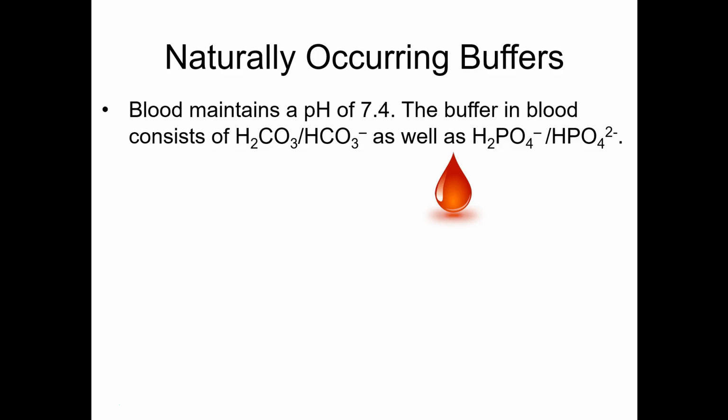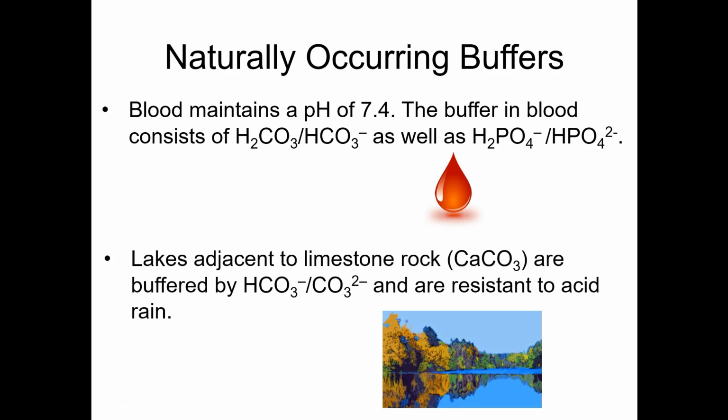There are other examples of buffering in nature. Lakes, bodies of water that are adjacent to limestone rock. Limestone is calcium carbonate. They are buffered by a combination of bicarbonate and carbonate. If you've got a lake that is buffered in that way, it resists acid rain. There are some instances of acid rain killing off living things in lakes, like fish and other organisms. But if you have a lake that's buffered by this bicarbonate carbonate buffer, then you have a system that is resistant to pH changes from acid rain.